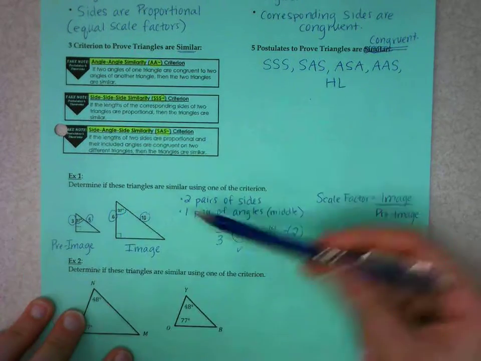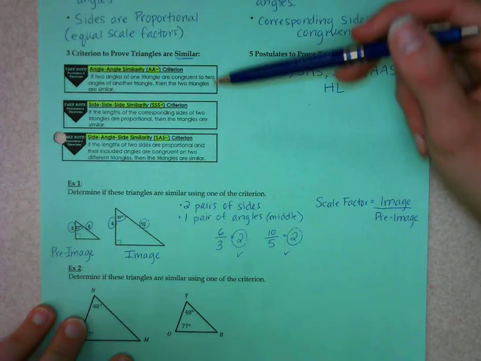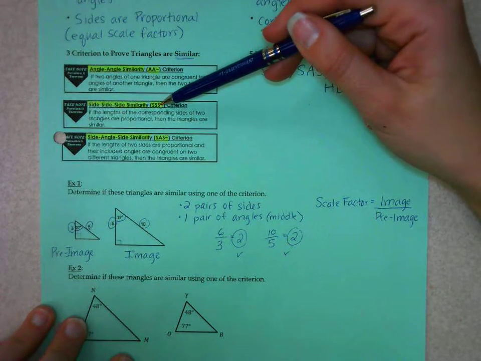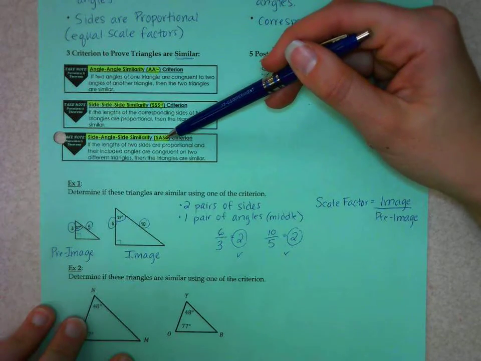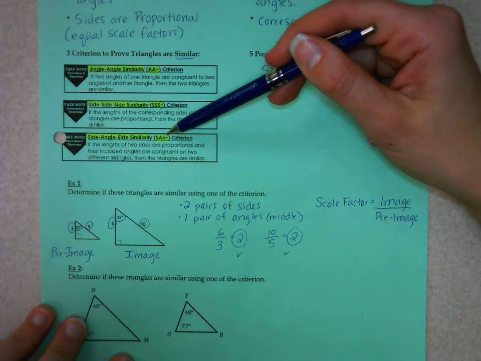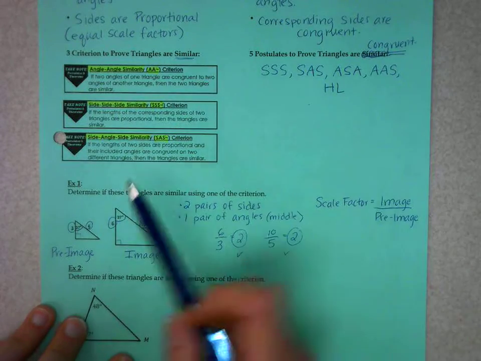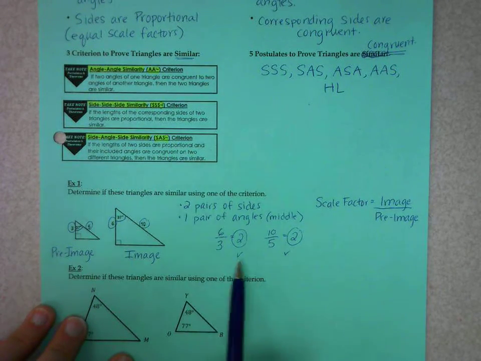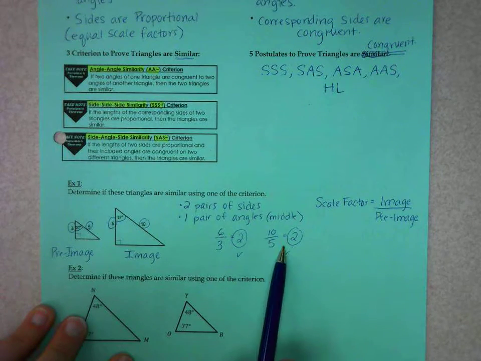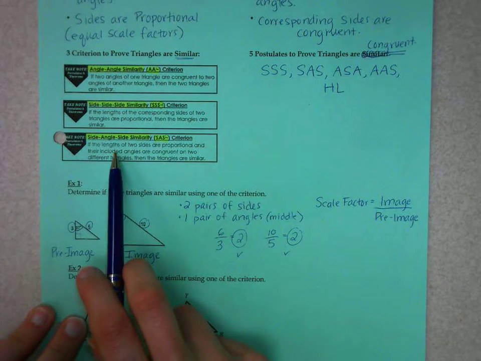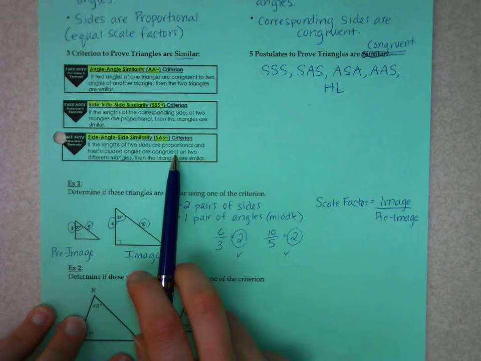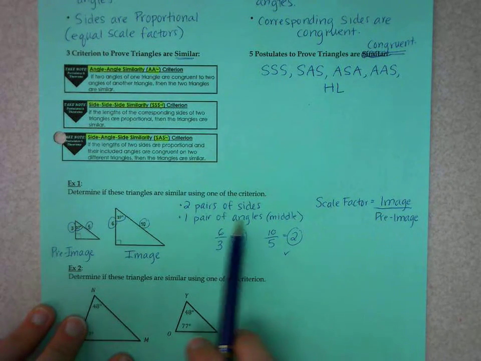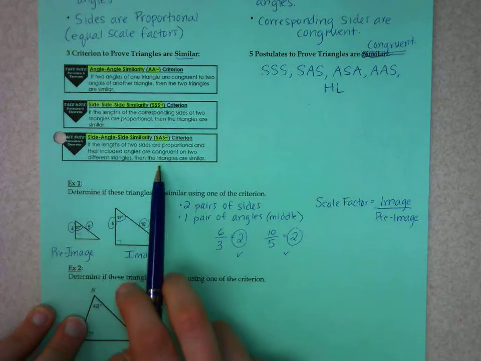So if I go up to my three criteria, I'm not going to use AA. I'm not going to use SSS. I'm going to want to use this side-angle-side similarity criterion. And that says if the lengths of two sides are proportional, which we just found here, we have equal scale factors, and the included angles are congruent. So remember, included angles just mean middle angles. So those are congruent, then the triangles are similar.